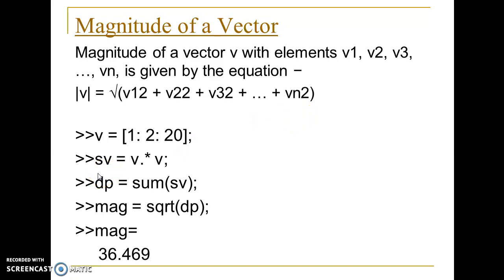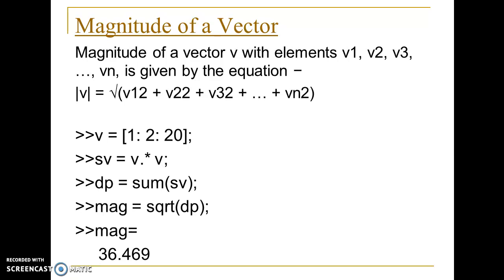First, take the product of a vector with itself using array multiplication. This produces a vector SV whose elements are the squares of the elements of V. So we write SV is equal to V dot into V. So the dot into V indicates that it's an array multiplication.